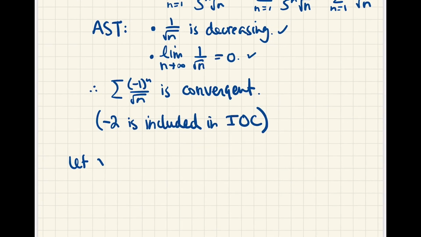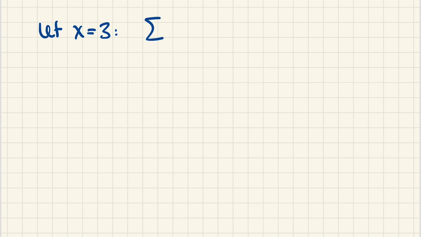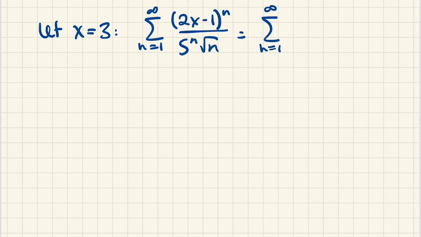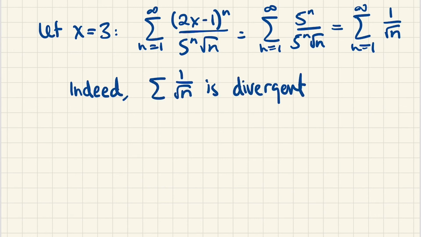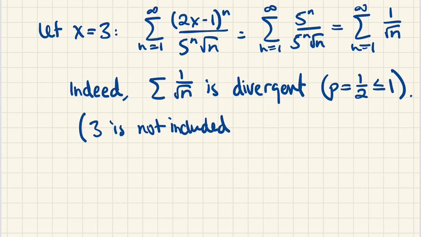Okay, let's check x equal 3, the other endpoint. So 2 times 3 minus 1 is +5. This time we have the series 1 over √n, because the 5^n's canceled. Oh, that's a p-series. Indeed, this is divergent, because p is equal to 1/2, and 1/2 is less than or equal to 1. So that means that 3 is not included in the interval of convergence.